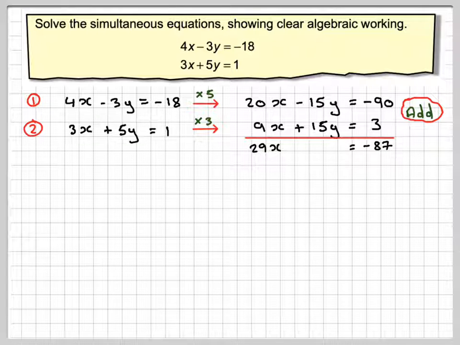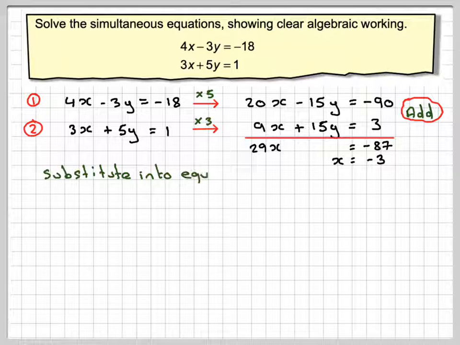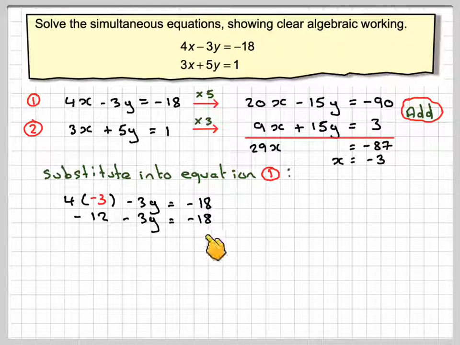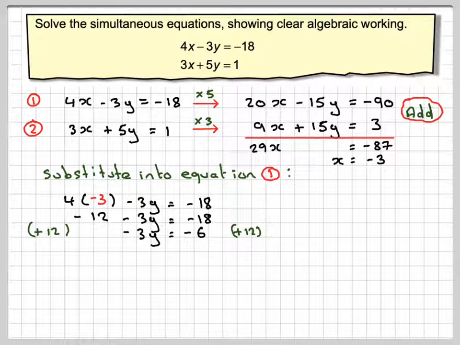Dividing both sides by 29, we're going to get that x is equal to minus 3. Now we take that and substitute it either into 1 or 2. So substituting into 1, we're going to do 4 times x, so it's 4 times minus 3, minus 3y is equal to minus 18. That gives minus 12, minus 3y is equal to minus 18. If we add 12 to both sides, we're going to get minus 3y is equal to minus 6. And then, divide by minus 3, we're going to get y is equal to 2.